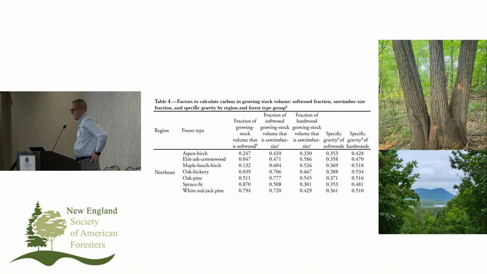Here's an example. This is some output from that report, and this is really looking at, in the Northeast, our 7 or so different forest types, but the kinds of information that we need to understand how much carbon is stored in this harvested wood. For one example, we need to understand how much of that harvested wood is in hardwood versus softwood. Again, that's going to depend a lot on what those products are. We need to know, well, what about the size of those? Is it saw timber? Is it pulpwood size? We need to know that.